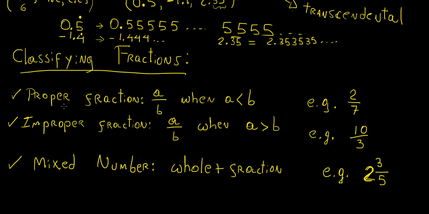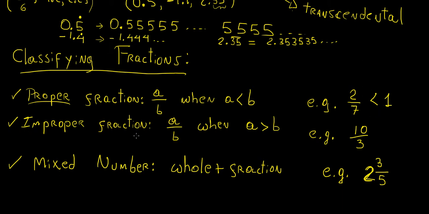The first one is a proper fraction, which is essentially some integer a divided by some integer b, in the case when a is less than b. So if the numerator is lower than the denominator, we call that a proper fraction. And an example of that would be something like 2 divided by 7. So what that means is that this fraction is always going to be less than 1. So a proper fraction is one that is smaller than 1, essentially.